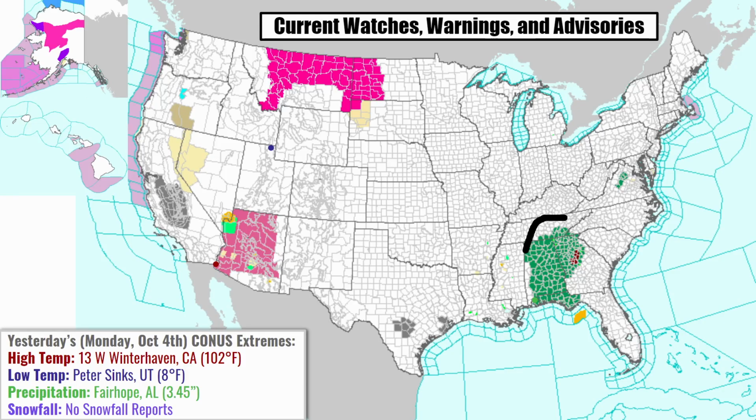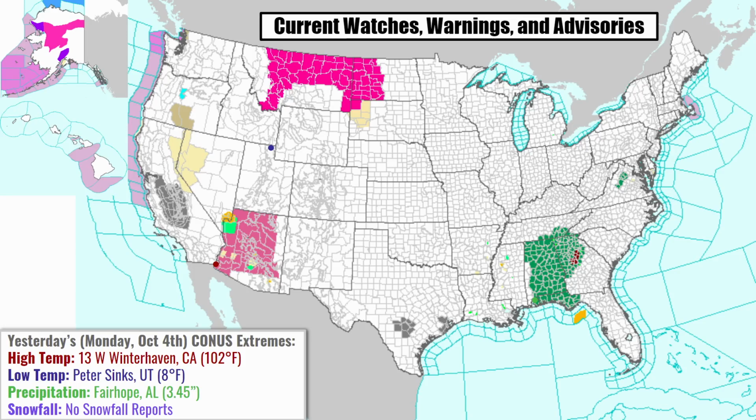We have flood watches up for the panhandle of Florida, much of Alabama, northern Georgia, a little bit of Tennessee. I believe that even crosses over into southwesternmost North Carolina. And then also for northern Virginia, we have a few flood watches up there as well.